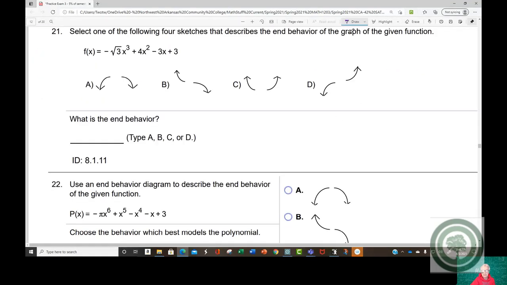Now we get to something delightful. I always thought it was easy. This is an odd degree polynomial and a negative leading coefficient, or leading term. They call this the leading term test. And when you have that combination, odd degree, negative leading term, you're going to have this for your end behavior.